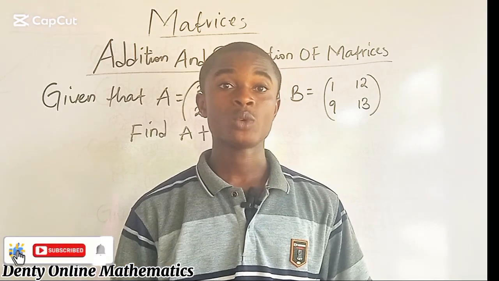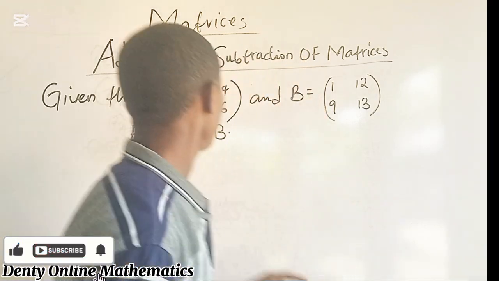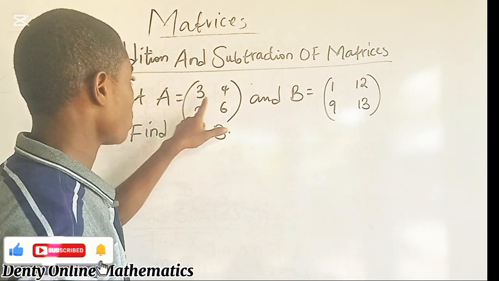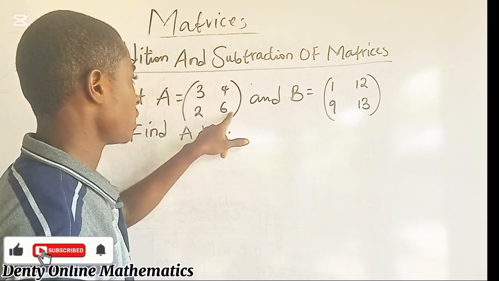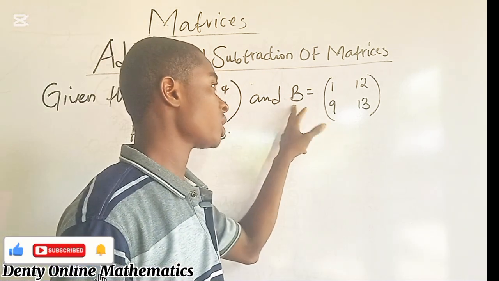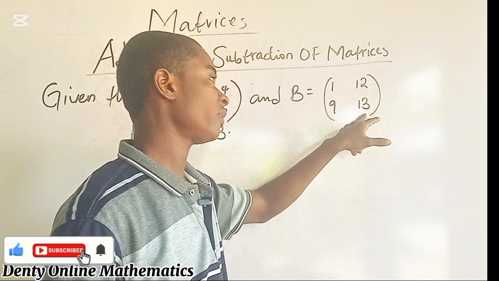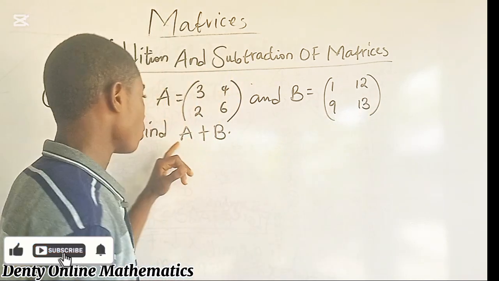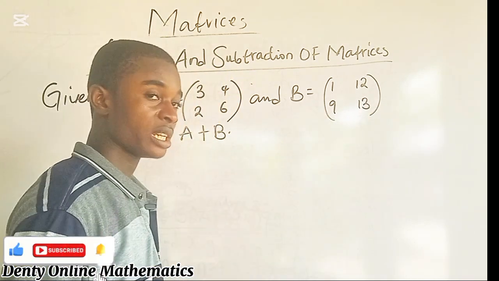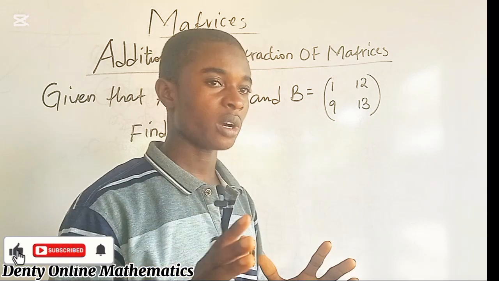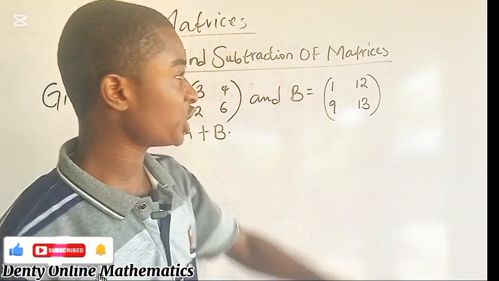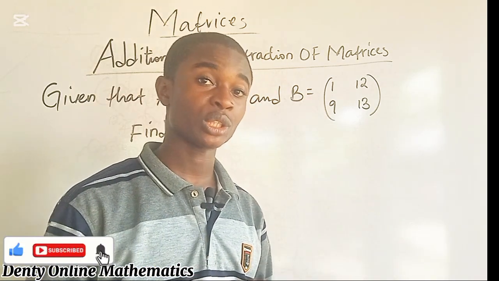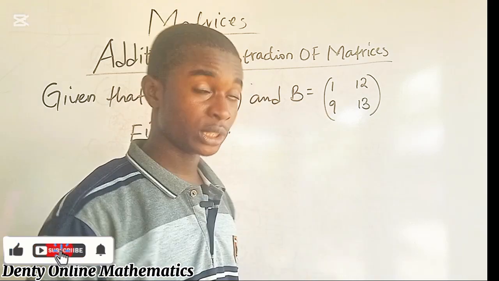All right, let's look at the question we have here for today. We are given that matrix A is equal to [3, 2; 4, 6] and matrix B is equal to [1, 9; 12, 13], and we are asked to find A plus B. Now this is very simple and we are talking about addition and subtraction of matrices.